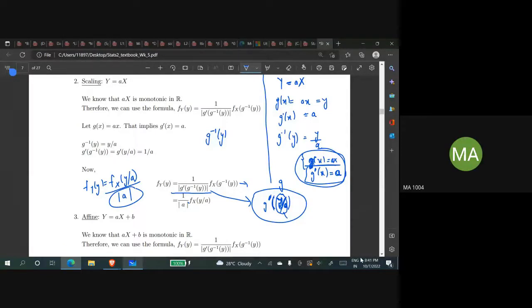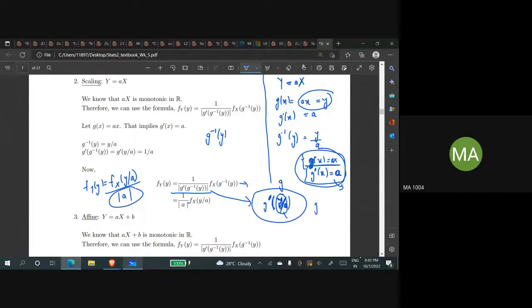Y equal to x is given only. Now we are going in opposite directions. See, it is already given that g of x is a of x. And if you differentiate this function with respect to x, you get a. That's correct.